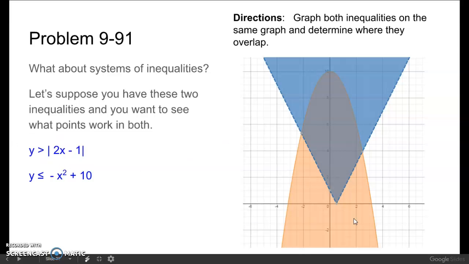And this orangey portion is what works in this downward opening parabola, which is y is less than or equal to negative x squared plus 10. Remember that little pattern, the negative x squared, is an indication that it's going to go downward. But you can see it's just this portion in here where the points will work in both equations, and that's actually a very small area. So not very many points are going to work in both.